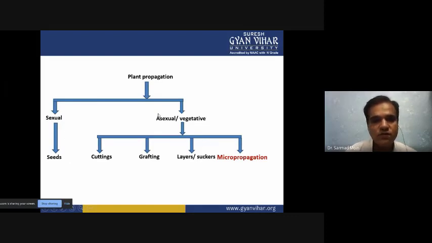Then plants also do asexual propagation, and there are various methods. One is the cutting method, second is grafting, third is layers and suckers, and the fourth method is micropropagation, which we utilize inside laboratory conditions. Now if you look at cuttings, we cut a portion of the plant like a stem or twig and put the cutting inside the soil, so that it can regenerate as a whole plant. So we call this the cutting method.